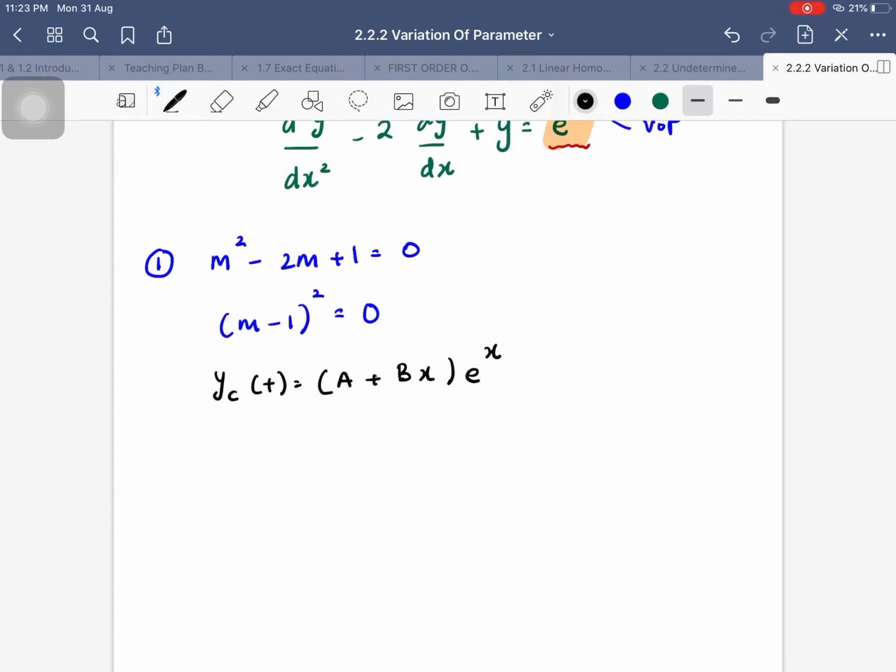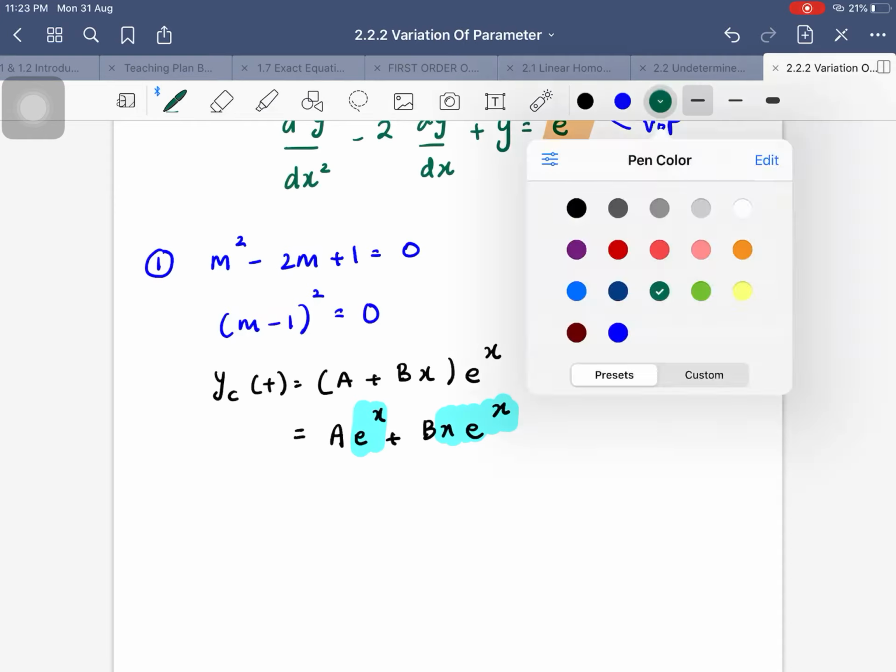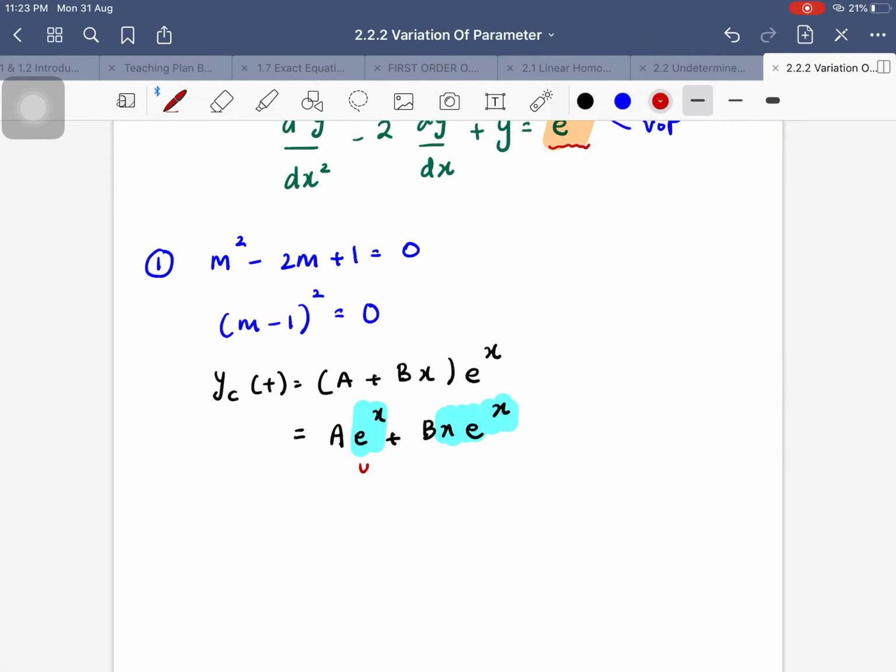Before you determine y1 and y2, expand this first. That applies to the case of equal roots and also complex roots. They have brackets, so please expand the brackets first. So I will get a exponential of x plus bx exponential of x. From here, I can determine that my y1 is going to be exponential of x, by dropping a, and my y2 is going to be x exponential of x.